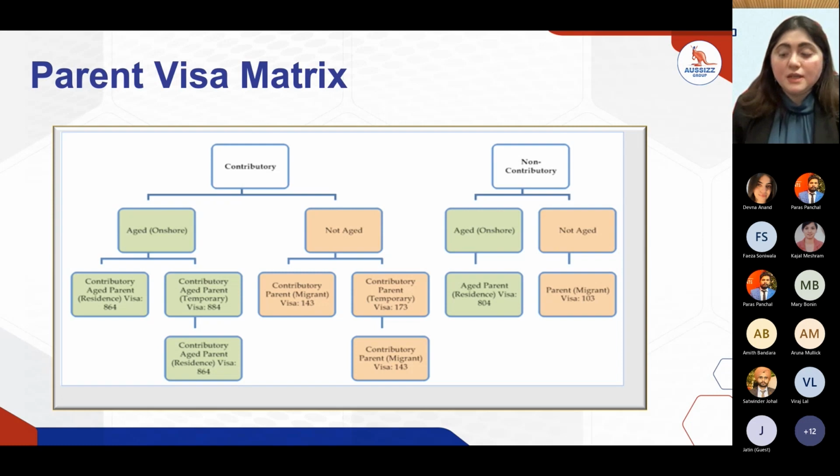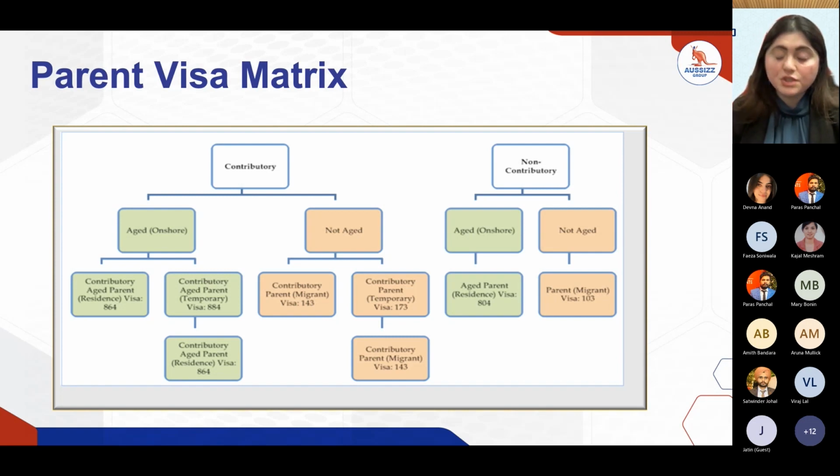So contributory is divided into aged and not aged parent visa. In the aged category, you have the 864, which is the parent visa, and the 884, which is the temporary visa. In the aged one, also you get 864, which is the contributory aged parent visa. The ones that are not aged, which means that it doesn't matter how old your parents are, you get to lodge the contributory parent visa, which is the 143, 173, and the contributory parent visa, which is the 143 as well. The non-contributory ones, as you can see in my matrix, there are 2 categories in the non-contributory as well.